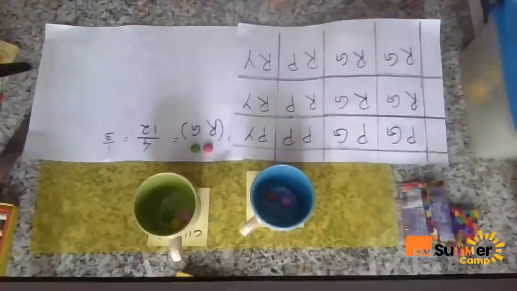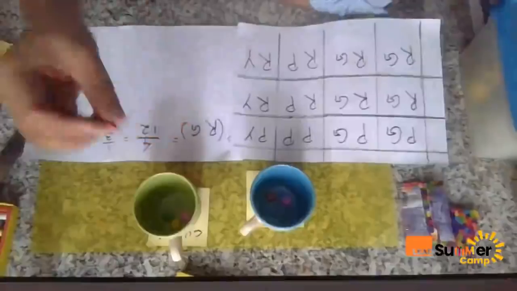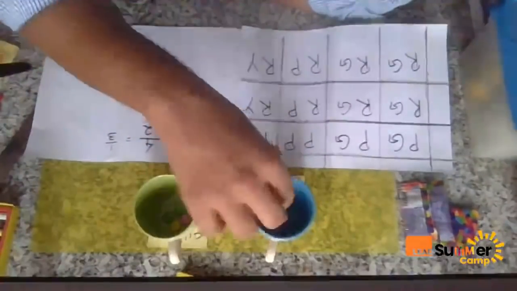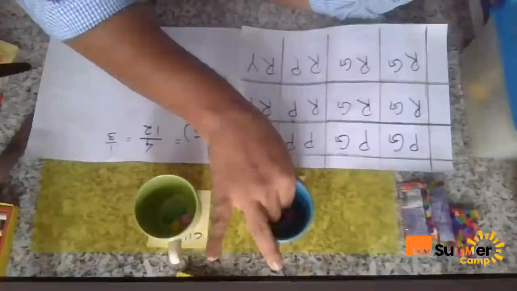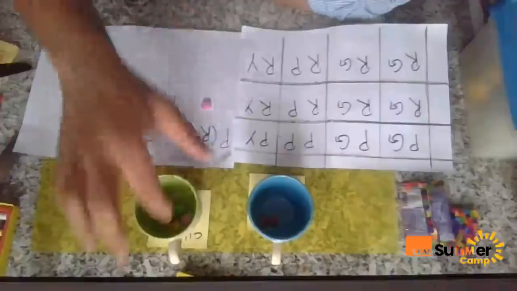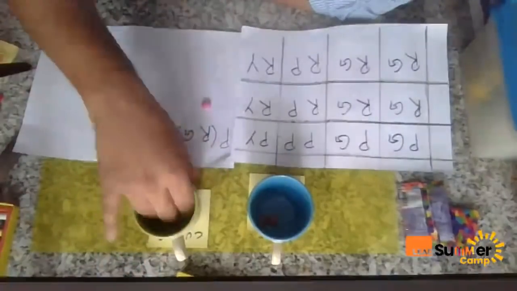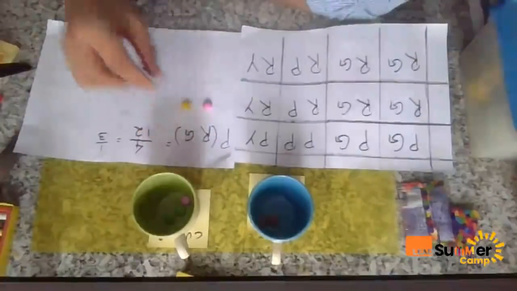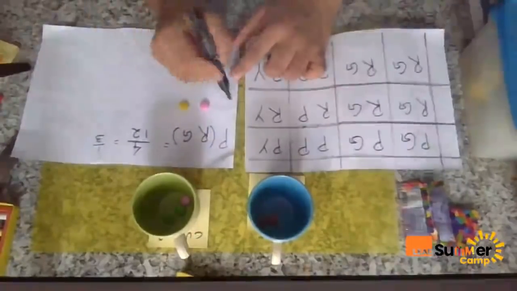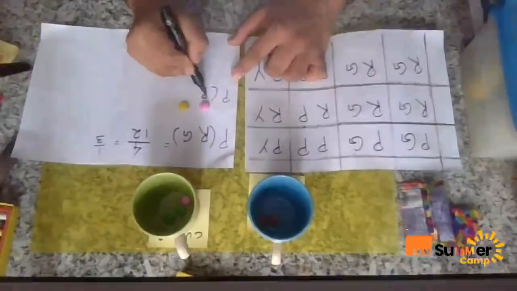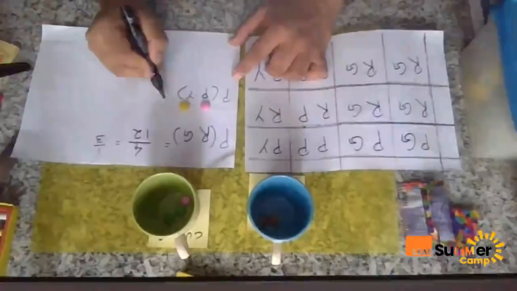Alright, let's try again with another example. I'm going to put the gems back. Let me get a gem from the first cup. Alright. Okay, I have a pink. And let me get another gem from the second cup. I have a yellow. So now, students, let's calculate the probability of pink and yellow.